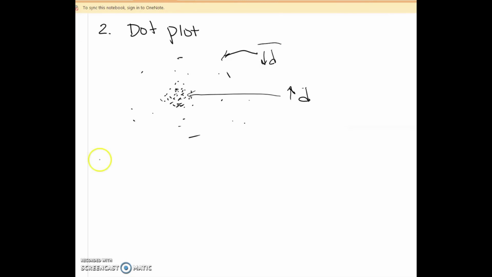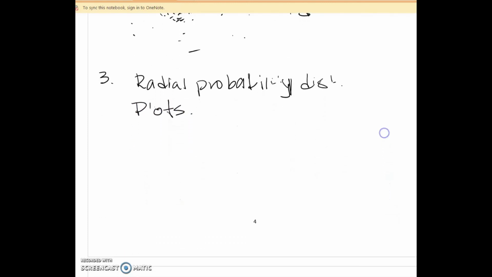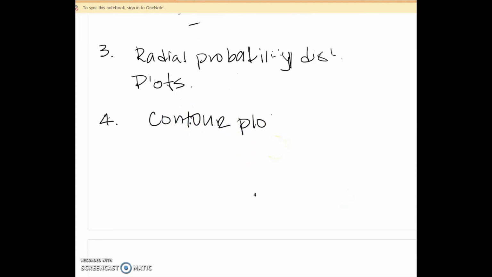Those are dot plots. The third type of plot we will be going over is called a radial probability distribution plot. Sorry guys, I'm going to try to clean my screen after this. We're going to go over that in detail in the next module. And the final plot is called a contour plot. Again, we're going to go over what the contour plot looks like in a future module.